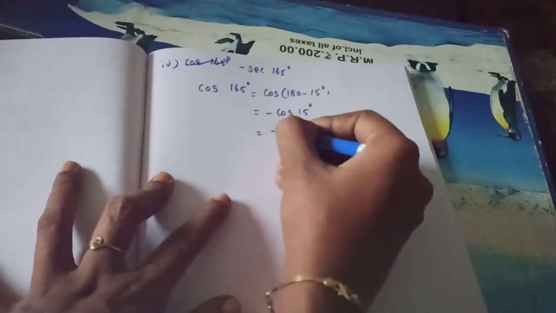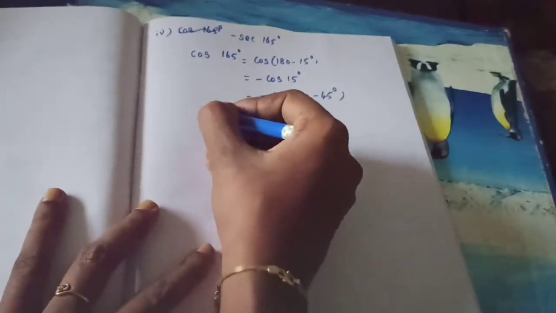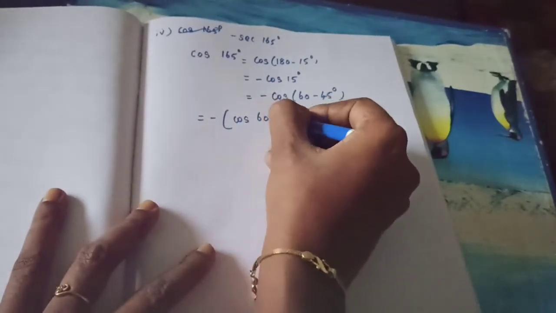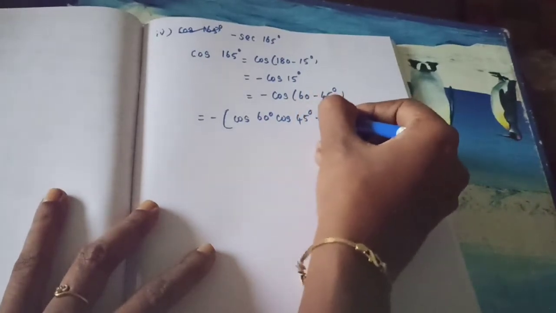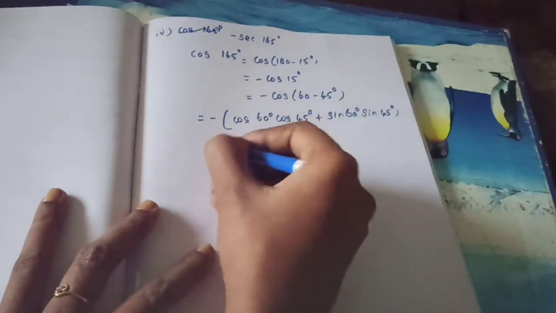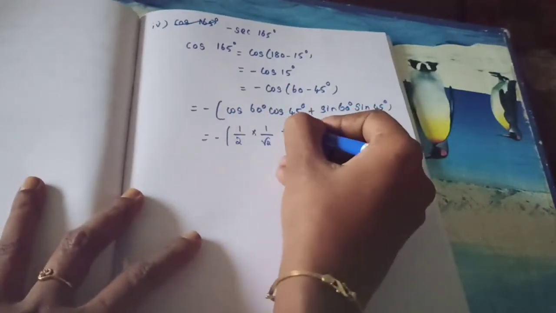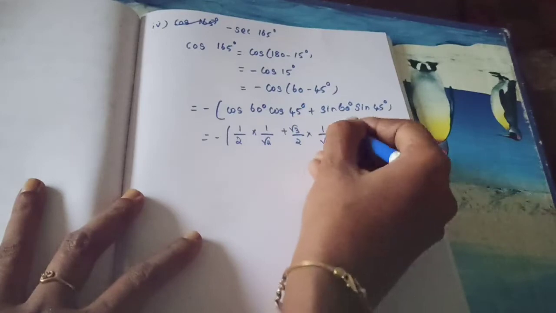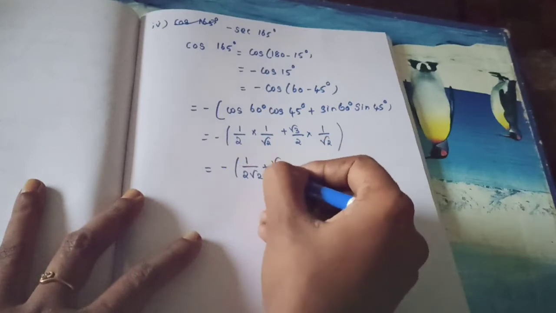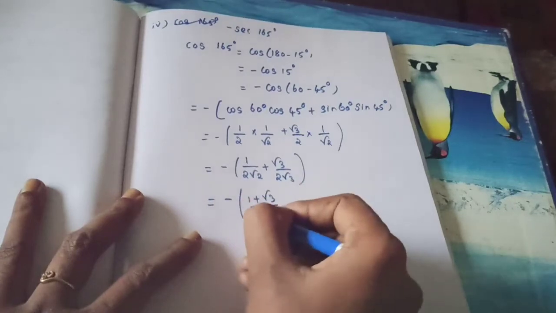So how will you change this? Minus of cos of 60 minus 45. So you can use the cos A minus B formula. So minus will be outside. Cos A minus B, what's the formula? Cos A cos B plus sin A sin B. So substitute: minus of 1 by 2 into 1 by root 2 plus root 3 by 2 into 1 by root 2. That's equal to minus of 1 by 2 root 2 plus root 3 by 2 root 2. So what's the answer? Minus of 1 plus root 3 by 2 root 2.